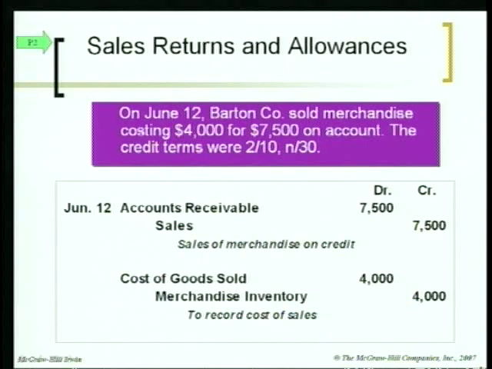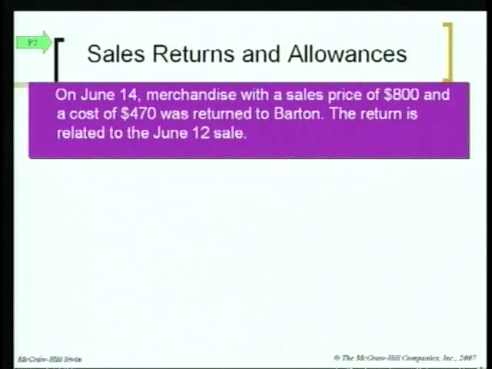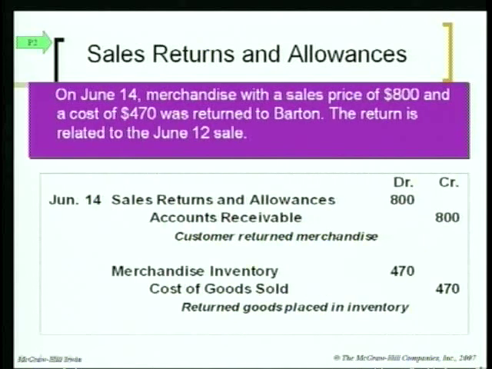$7,500. Okay, keep that in mind. On June 14th, merchandise with a sales price of $800 and a cost of $470 was returned to us. The return is related to this June 12th sale. So, the entries that we make are thus. Okay?